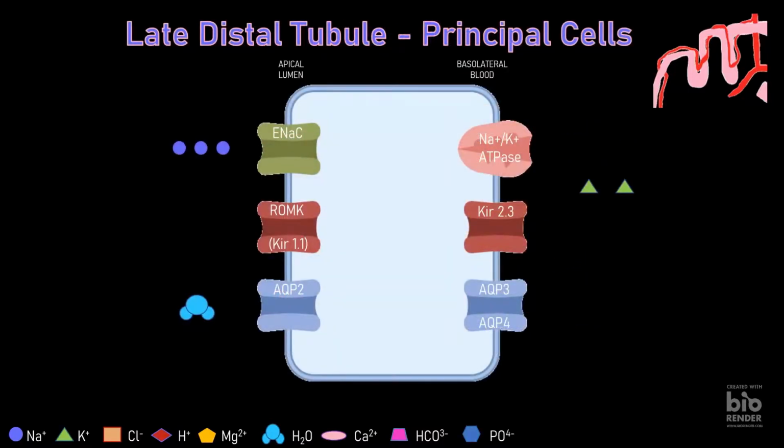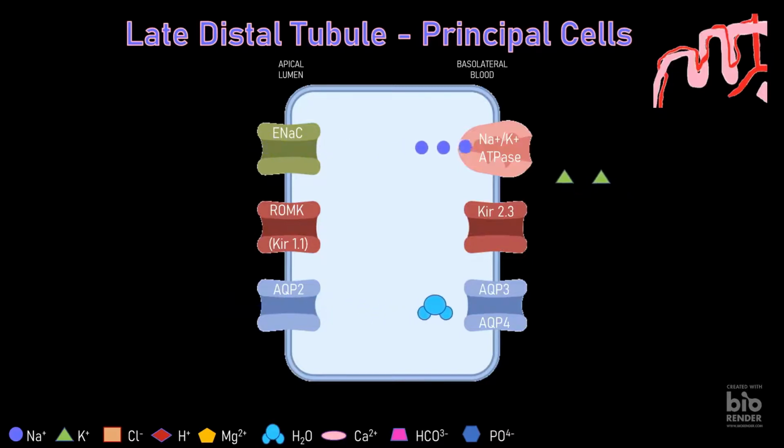The principal cells of the late distal tubule are involved in sodium, potassium, and water reabsorption in the final modification of urine. Sodium-potassium ATPase generates a driving force for sodium to move in via ENaC. Potassium is secreted into the tubule via ROMK and into the blood via KCNJ, depending on how much sodium is reabsorbed. Using the osmotic gradient generated by sodium reabsorption, water is reabsorbed by aquaporins.